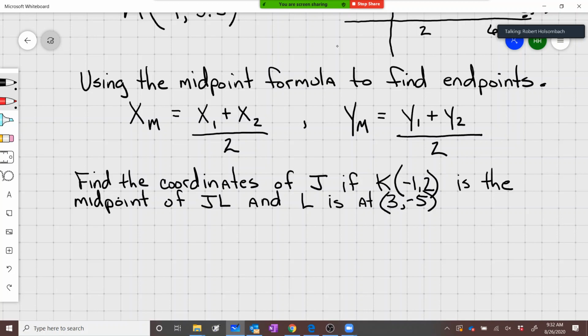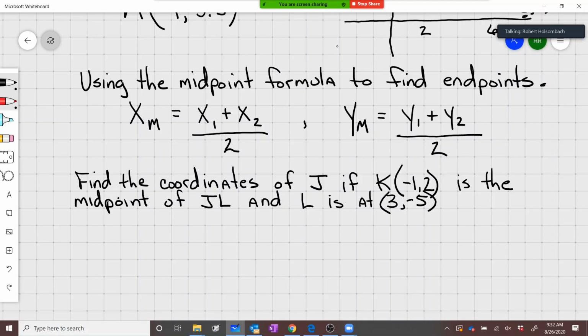Find the coordinates of J if K is the midpoint. So you've got a segment JL. K is the midpoint. And L is at 3, negative 5.